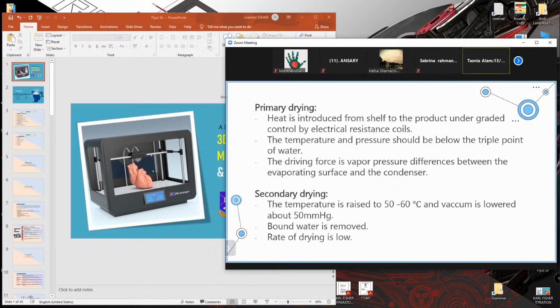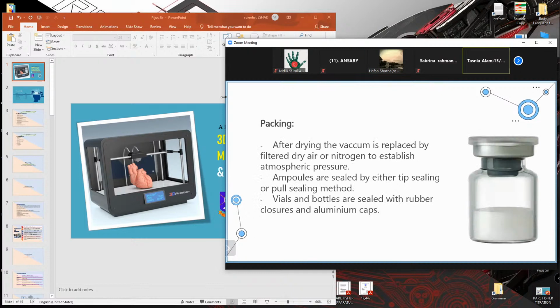Packing. After drying, the vacuum is replaced by filtered dry air or nitrogen to establish atmospheric pressure. Ampoules are sealed by either tip sealing or pull sealing method. Vials and bottles are sealed with rubber closures and aluminum caps.